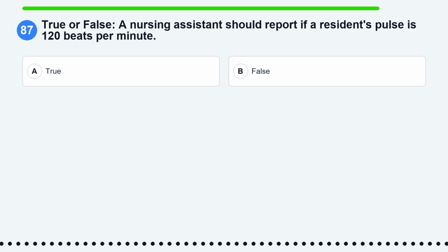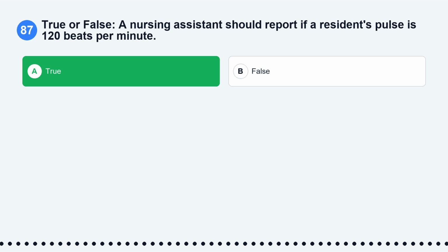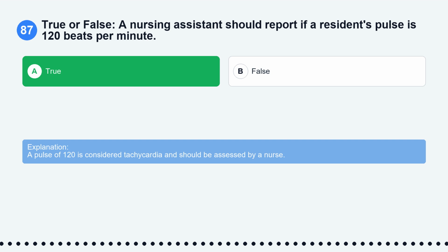Question 87. True or false, a nursing assistant should report if a resident's pulse is 120 beats per minute. Option A, true. Option B, false. The correct answer is option A, true. A pulse of 120 is considered tachycardia and should be assessed by a nurse.